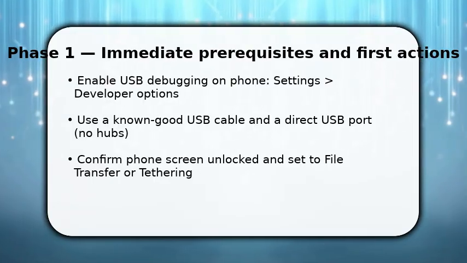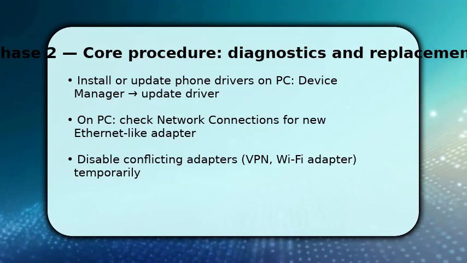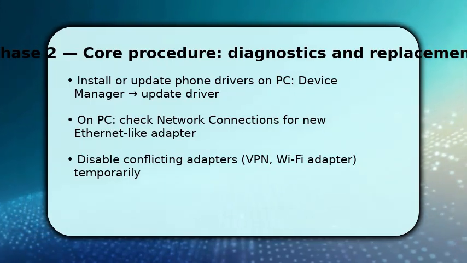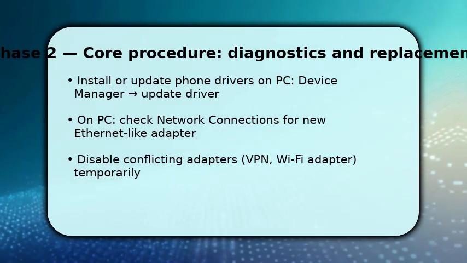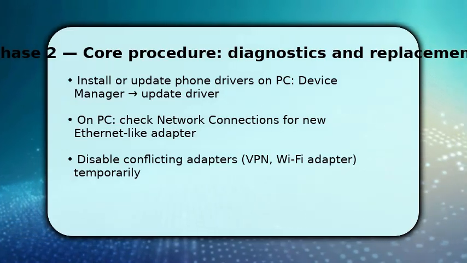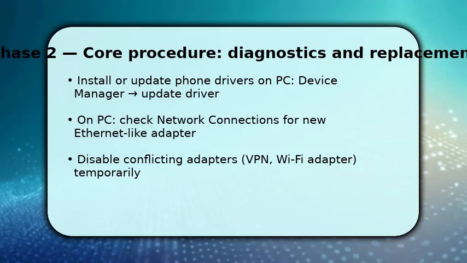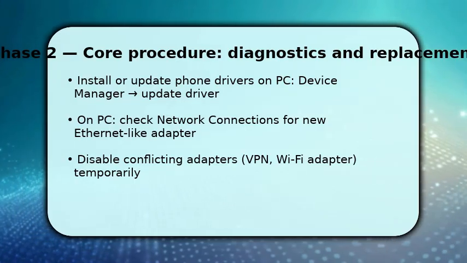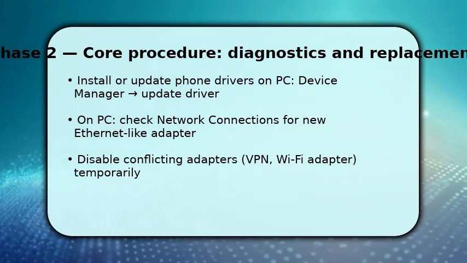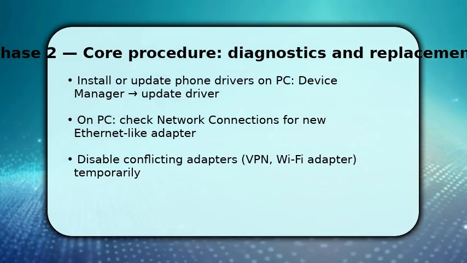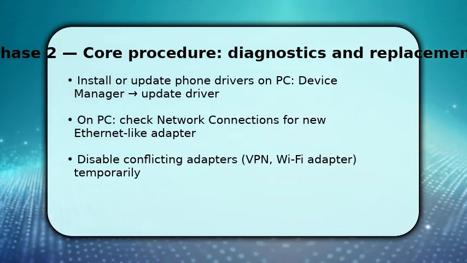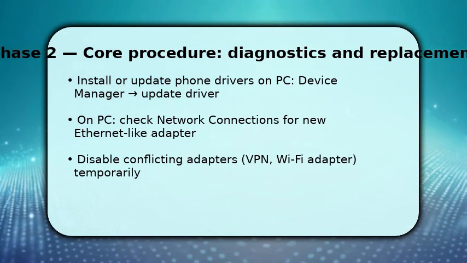Next, focus on drivers and network mapping. Open Device Manager and update or reinstall your phone's USB network driver so Windows recognizes tethering as a network adapter. Then open Network Connections and look for a new Ethernet-style adapter. Enable it if disabled. Make sure no VPN or adapter priorities conflict. Temporarily disable VPN, and if needed, your Wi-Fi adapter so routes prefer the USB link. Once you see the adapter, right-click and diagnose or run the Windows.